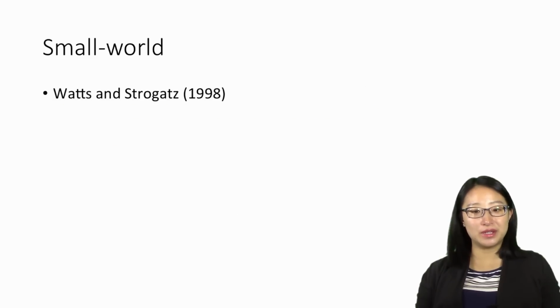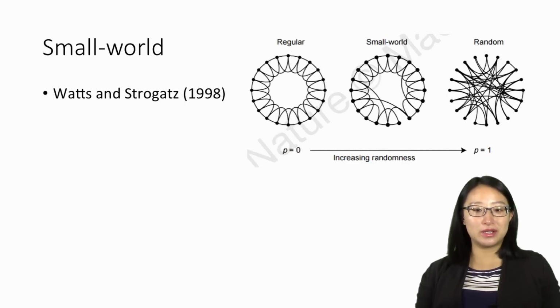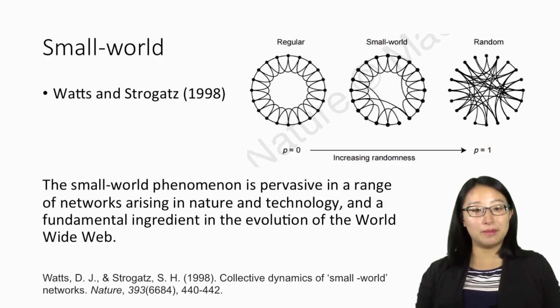One of the most refined small world models was formulated in recent work by Watts and Strogatz. They demonstrate how to generate networks with small world properties by rewiring network ties. By increasing the number of random ties in a regular network, we get a range of networks with small world properties. Their framework provided compelling evidence that the small world phenomenon is pervasive in a range of networks arising in nature and technology, and a fundamental ingredient in the evolution of the World Wide Web.